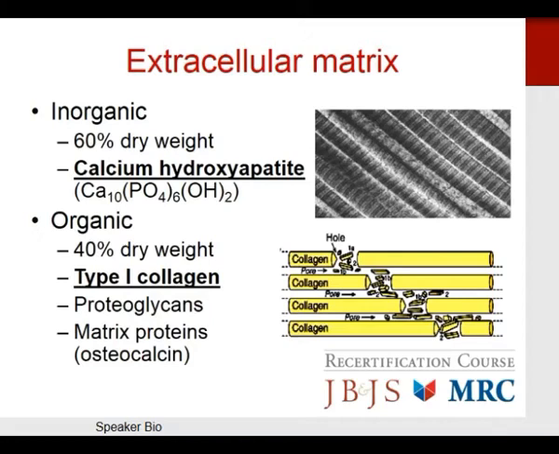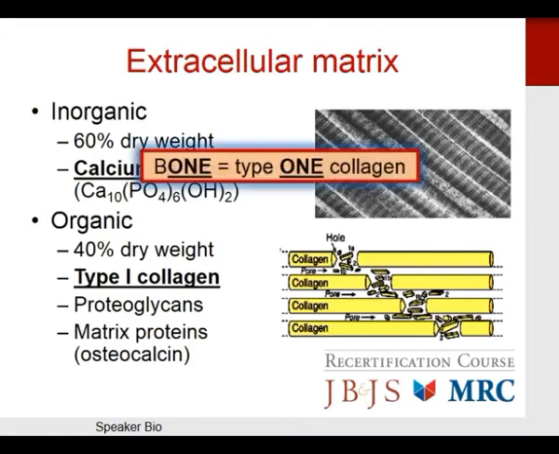The most important mineral here is calcium hydroxyapatite. For whatever reason, the chemical structure of this has been tested before and is listed here. The organic matrix of bone contains about 40% of the dry weight. The majority of the organic matrix is type 1 collagen, also proteoglycans, which provide some compressive force, and matrix proteins. Remember, bone, B-O-N-E, is type 1 collagen.